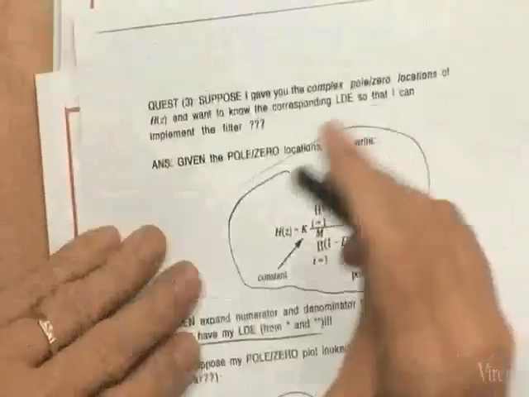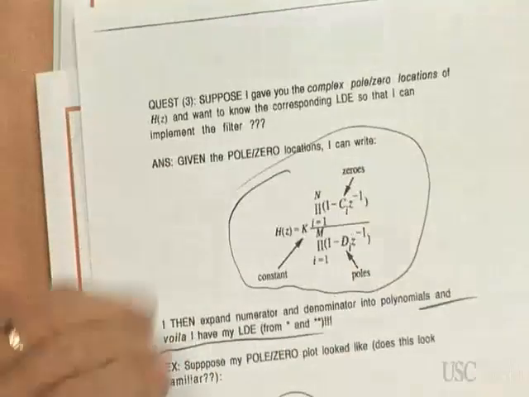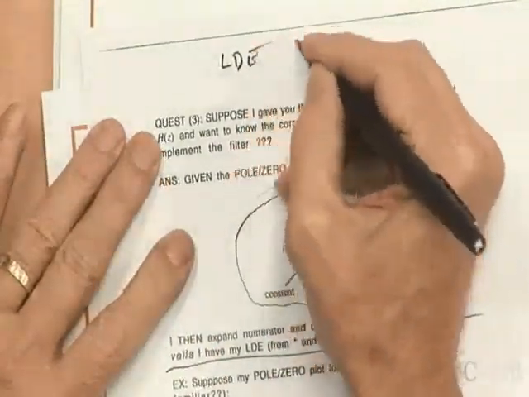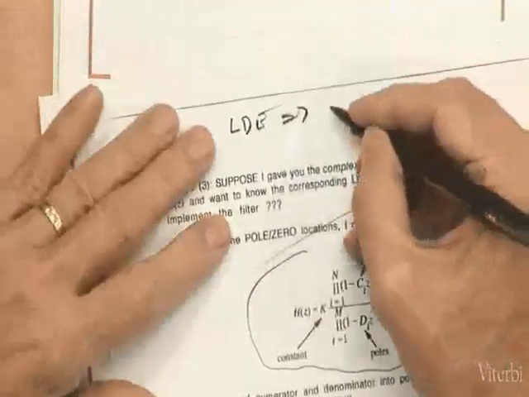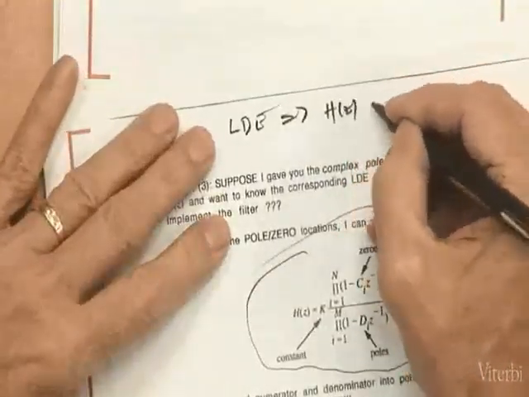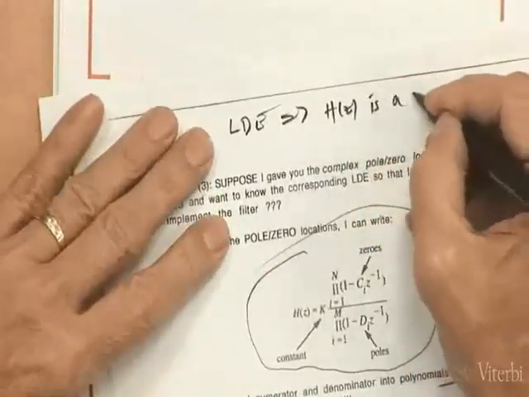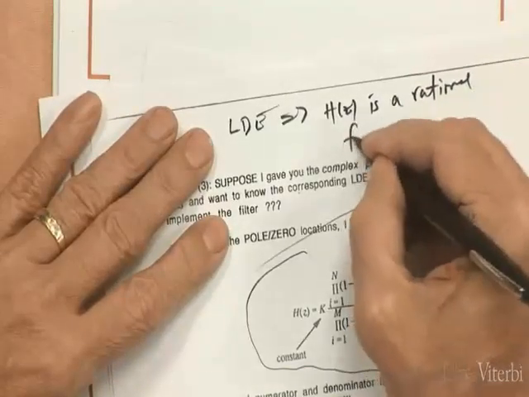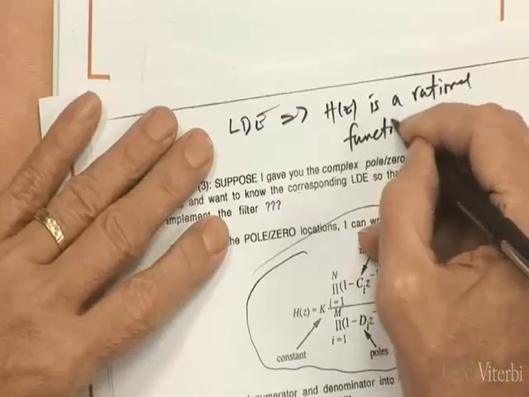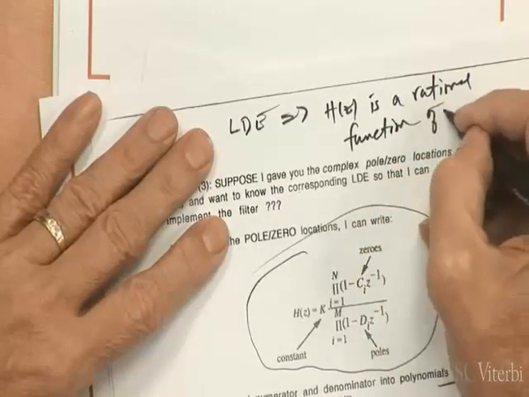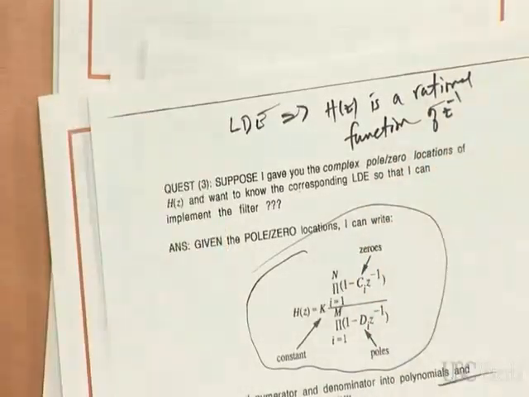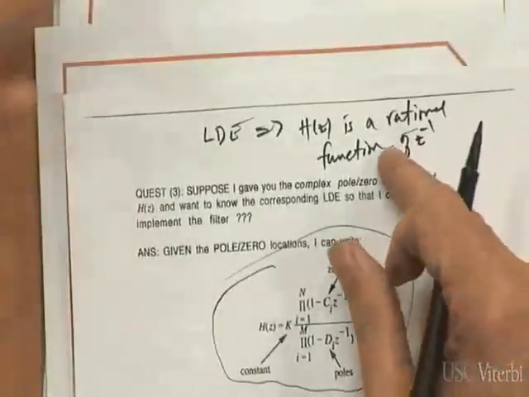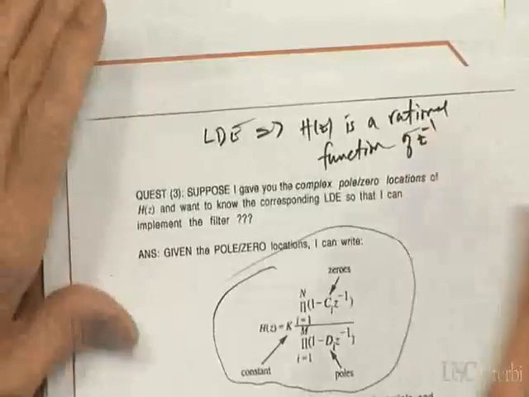So here's what we know. We know that if we have a linear difference equation, then H(z) is a rational function of z or z inverse, depending on how you want to factor it. Basically, that means it's a ratio of polynomials in z inverse.